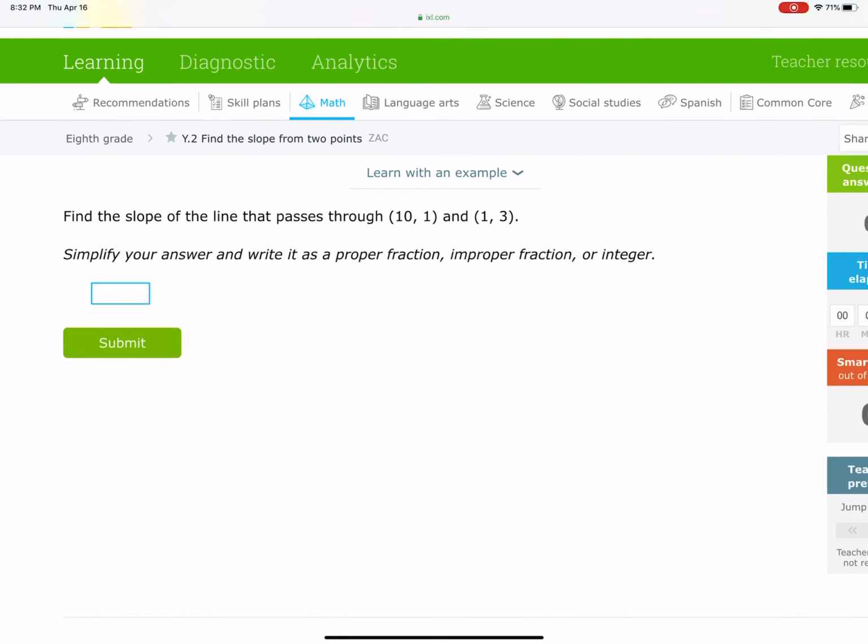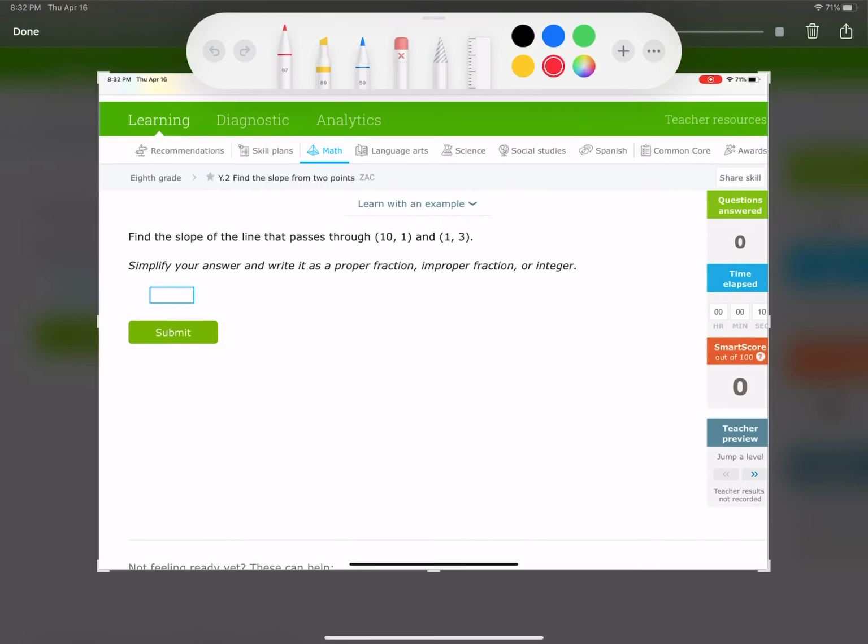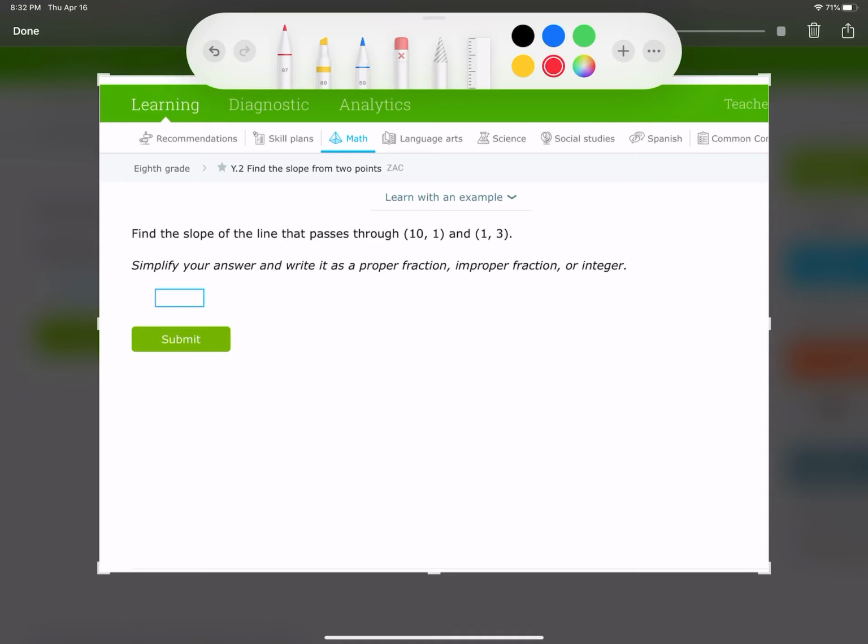And again, if you were in the Zoom calls for our classes for blue, red, or green, you would have seen the slope formula. I would have given it to you. So if you haven't watched any of these videos, in order to use my Apple Pencil, I actually have to take a screenshot. So that's why you keep seeing that flashing. So the slope formula is M equals Y2 minus Y1 over X2 minus X1.